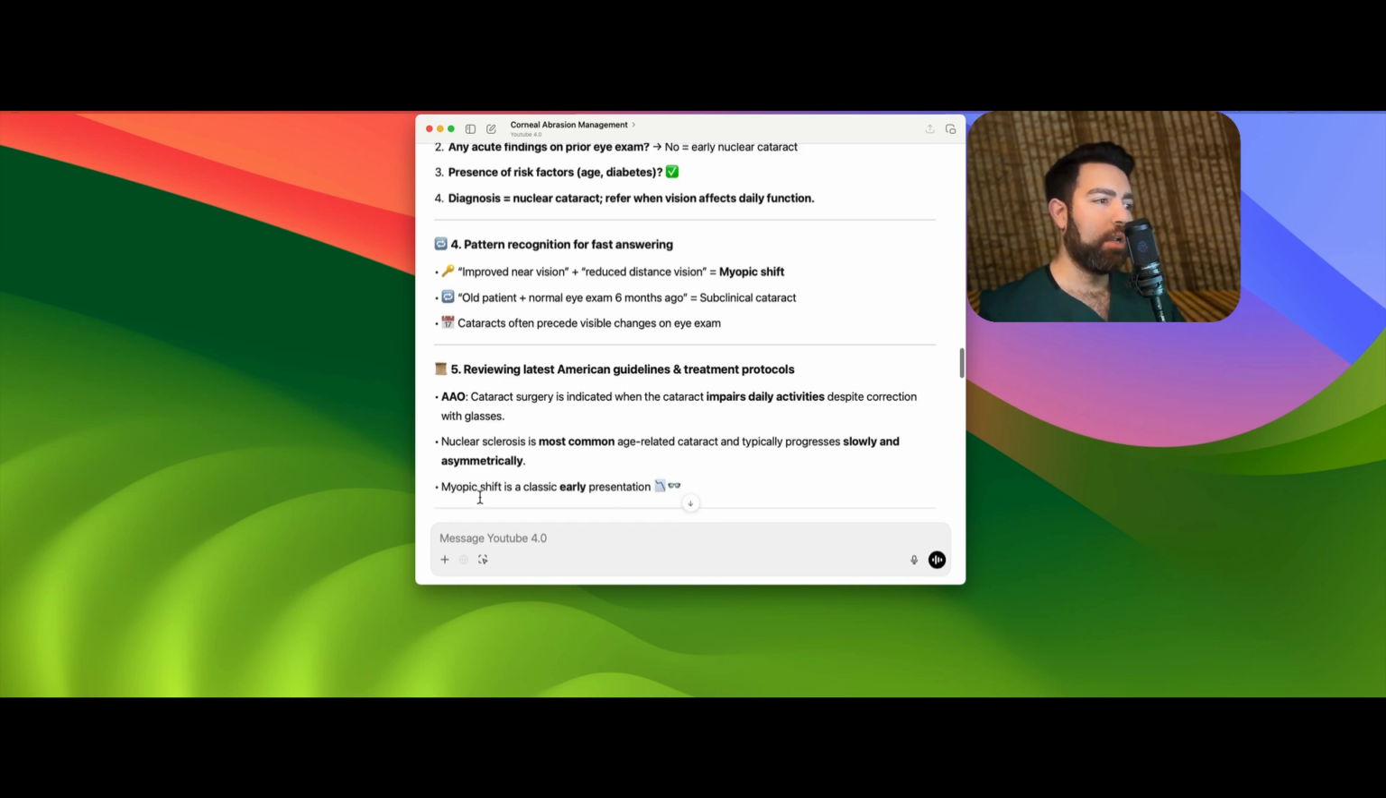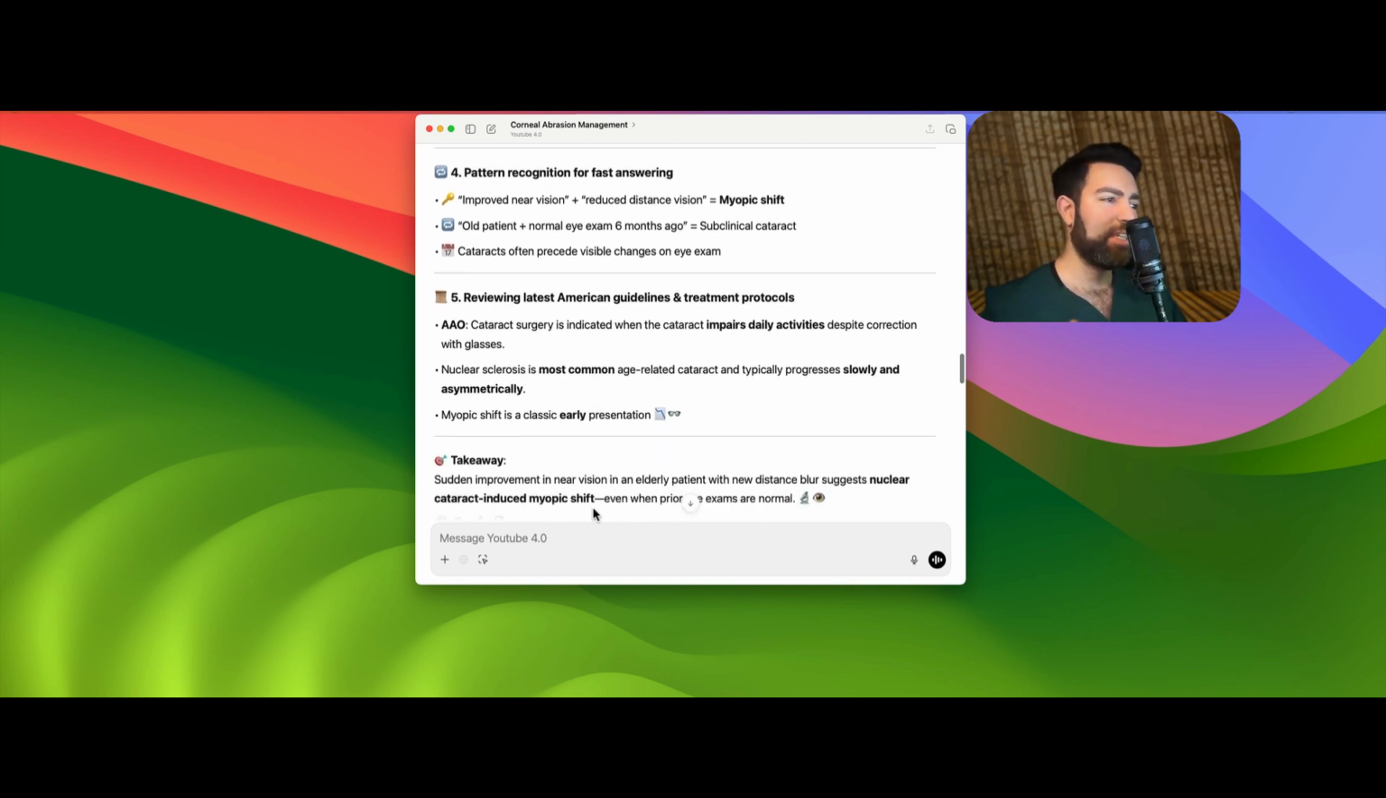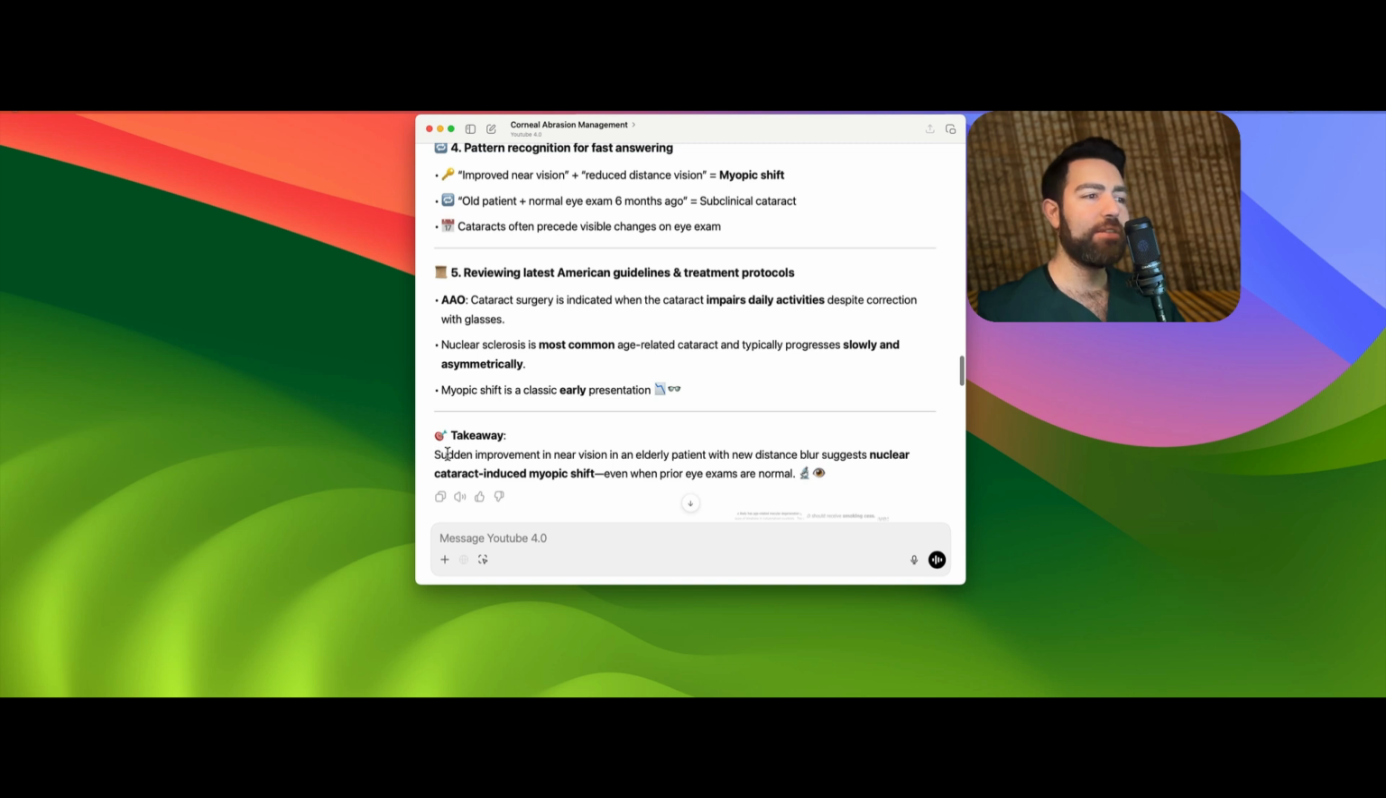So kind of like more sudden, right? About 6 months. Improvement in near vision in an elderly patient with new distance blur suggests nuclear cataract induced myopic shift, and everything on the prior exam will be normal.